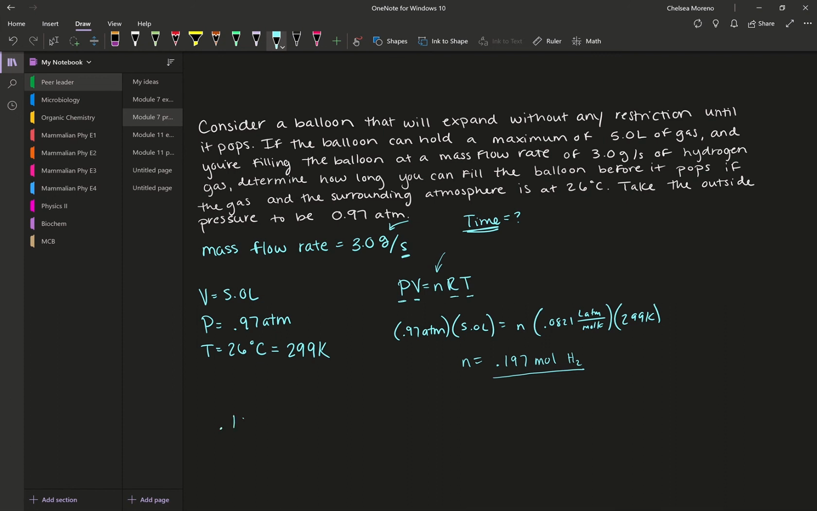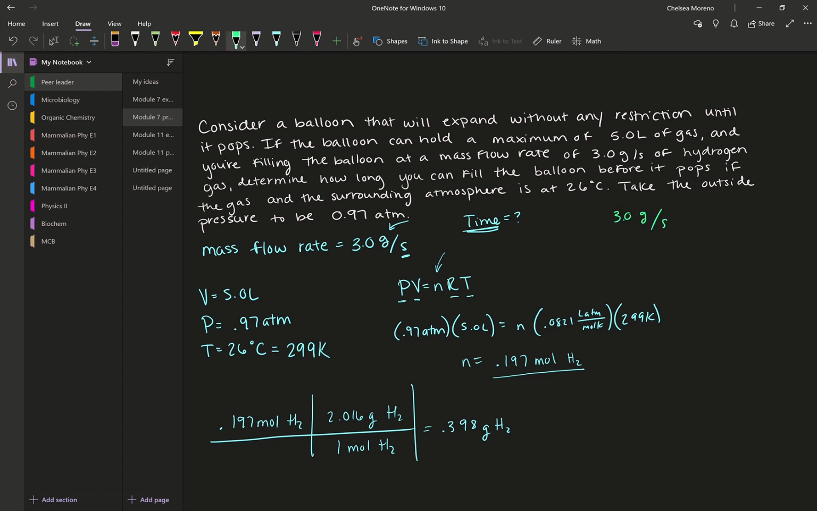So we have 0.197 moles of H2, and we're going to convert that to grams. 1 mole of hydrogen gas is 2.016 grams of H2. So when I convert this, I get 0.398 grams of H2.